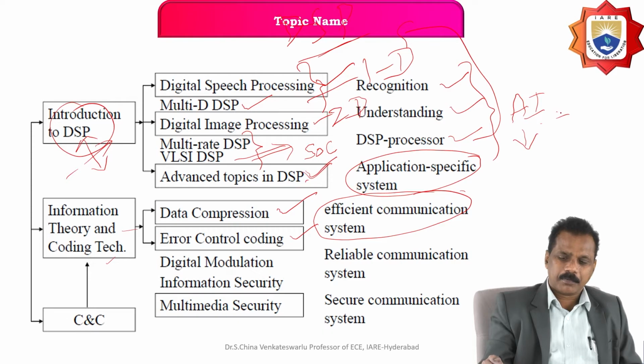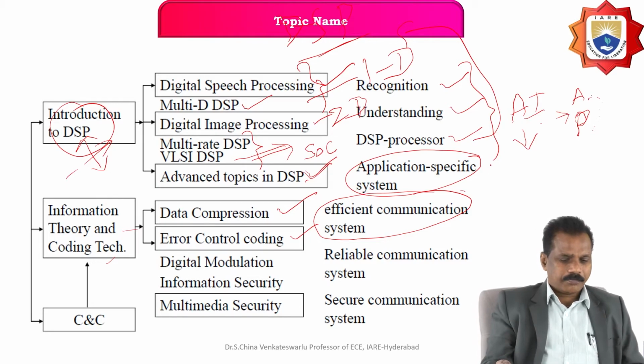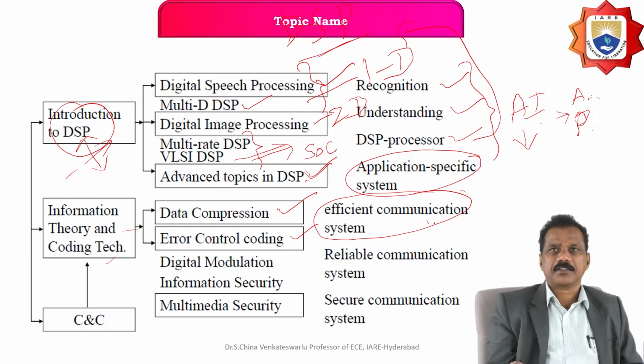So in mobile communication, we are using mobiles, so we require processors. Which processor are they using? Normally it is the ARM processor. Now all of that has changed, and the present trend is to use other processors. Now, for data compression and error control coding, here is the efficient communication system.